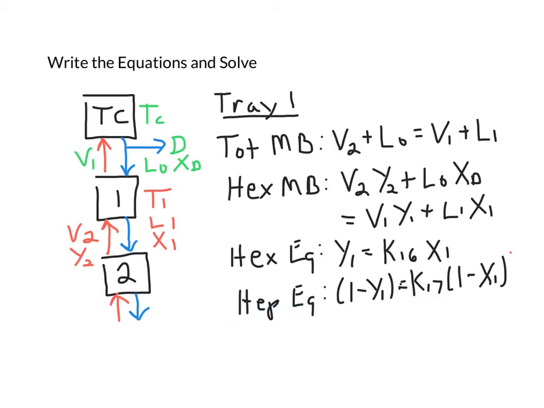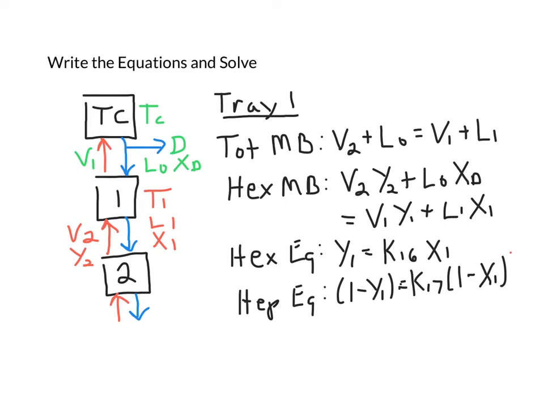Oh, that's 4 equations, but we have 5 unknowns. 1, 2, 3, 4, 5. So we need another equation. This is where the EMO, or equal molal overflow assumption, comes into play. We will assume that unless something is being put into or taken out of a tray, the flow rate going into the tray is the same as the flow rate leaving the tray. And we could do that for the liquid, L0 is the same as L1, or we could do it for the vapor. And in this case, we will do it for the vapor. V2 is equal to V1.